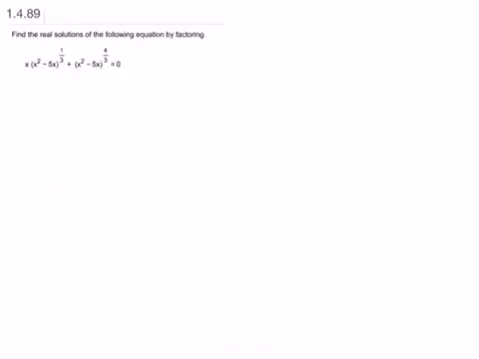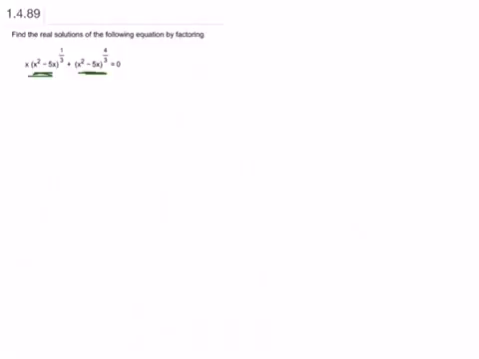Okay, let's find the real solutions of the following equation by factoring. When we solve something by factoring, it's always good to start out making sure that your equation is equal to 0, which our equation is, so we're good to go there. In this equation, we have a common factor in each term of x squared minus 5x.